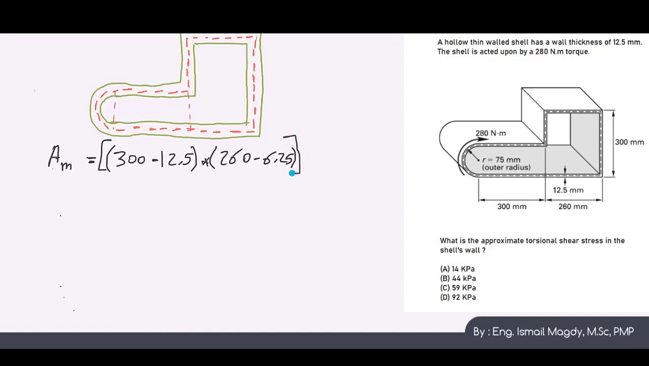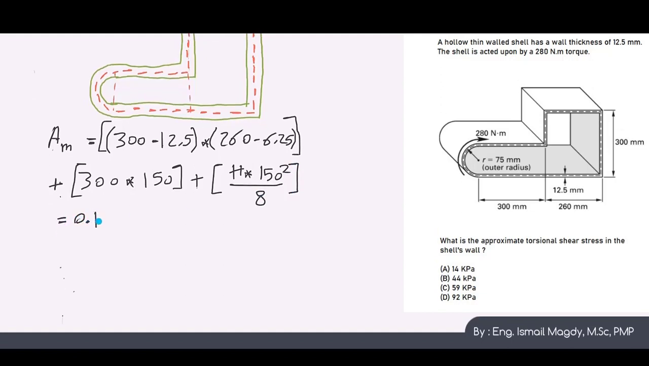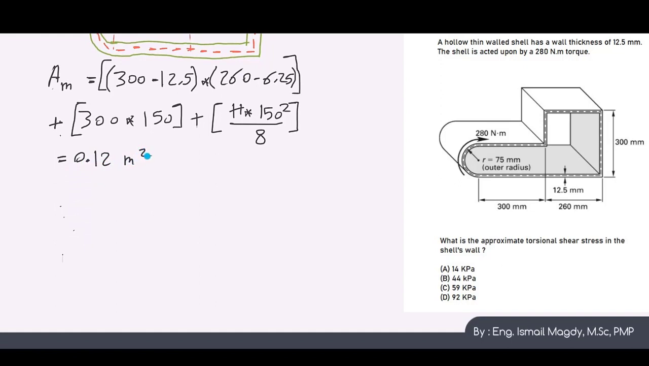This is the first shape, this is plus the other rectangle, which is 300 multiplied by 150, plus the area of the half circle, which is pi d squared, and d squared here is 150 squared over 4. This is the area of a circle. Again, we'll divide it by 2 because this is a half circle, so it will be over 8. Solving this equation will result in a total area of 0.12 square meter.